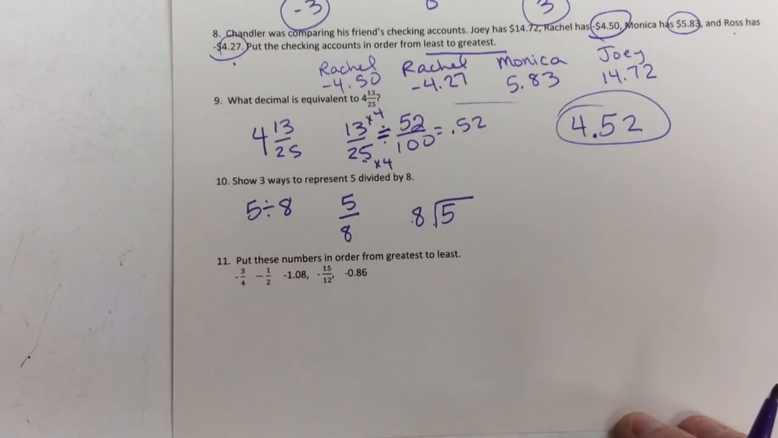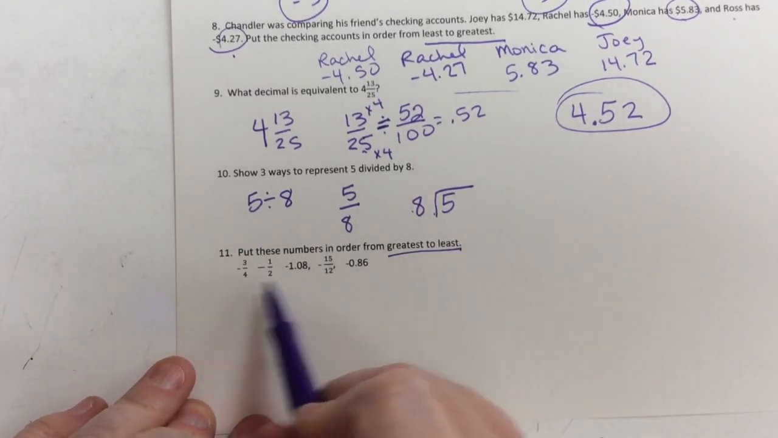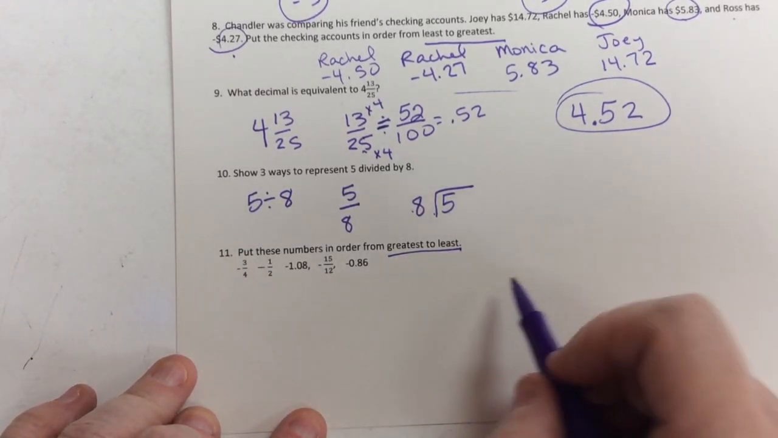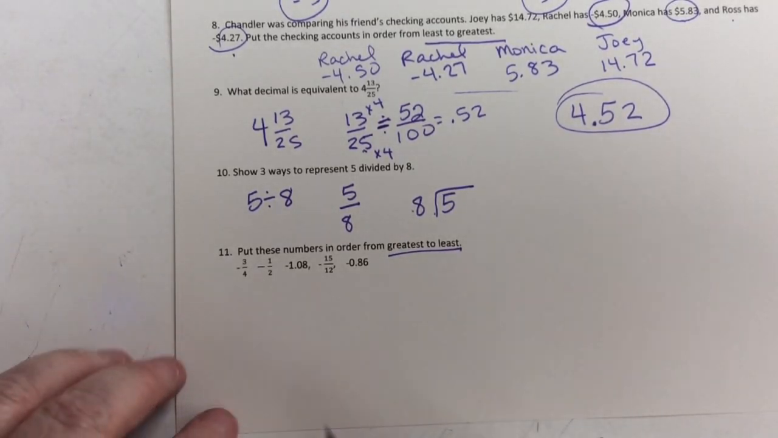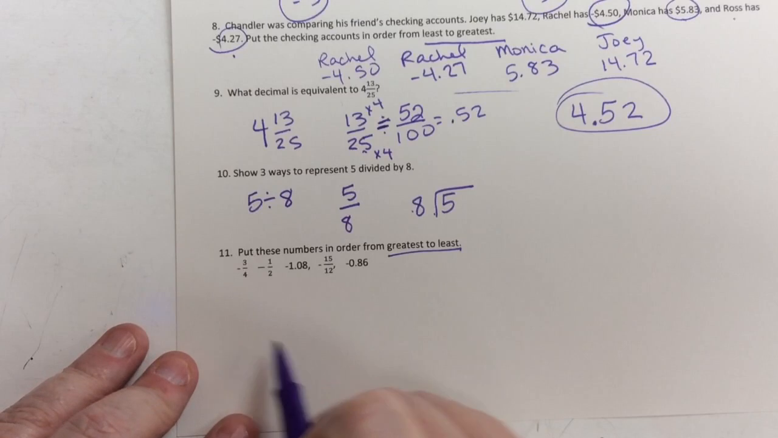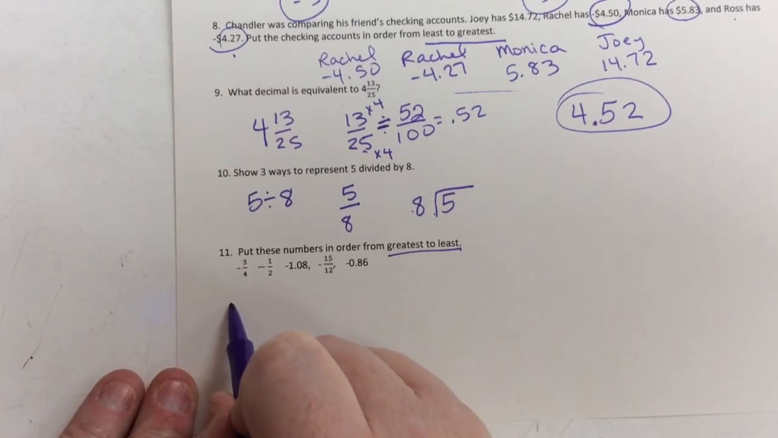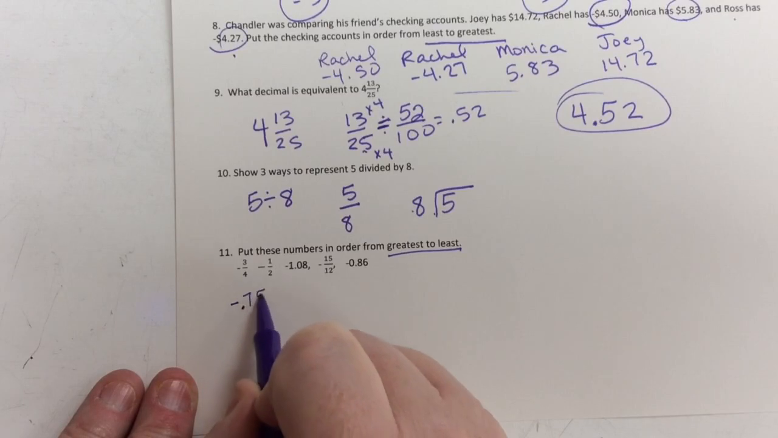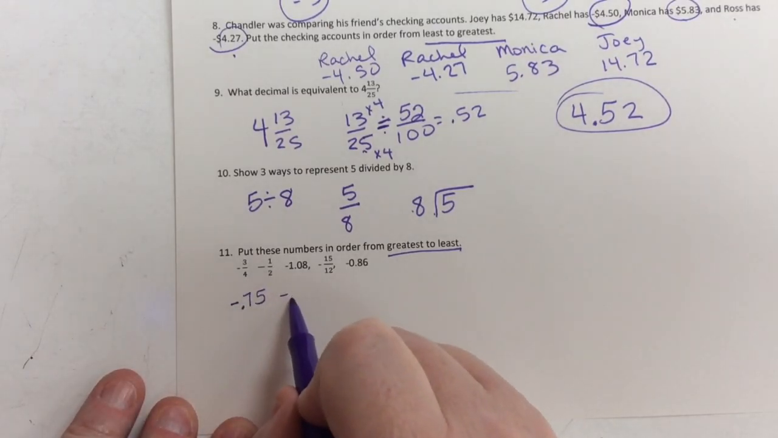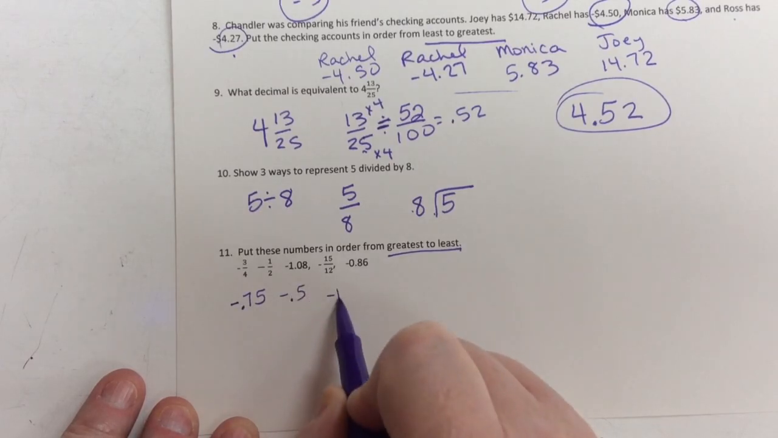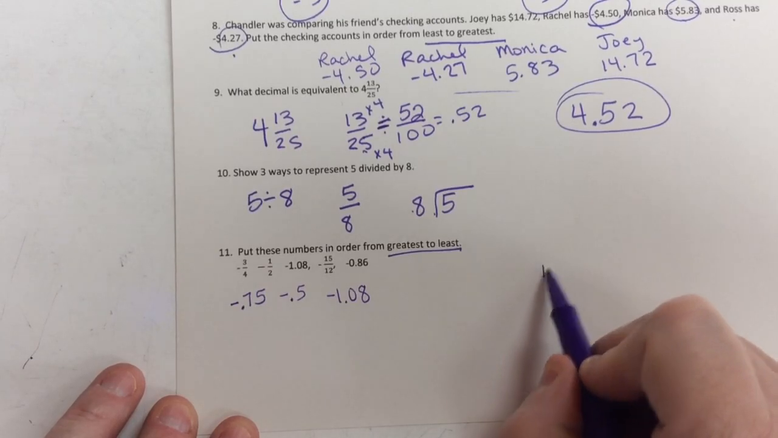Put these numbers in order from greatest to least. Greatest to least. So they are all negative. So on my number line, the biggest number is the one that's closest to 0. Okay? I'm going to make them all decimals though. So negative 3/4 would be negative 0.75. That's a benchmark we should have memorized. Negative 1/2 is negative 0.5. Negative 1.08. There's only one I actually have to do some work for, huh?